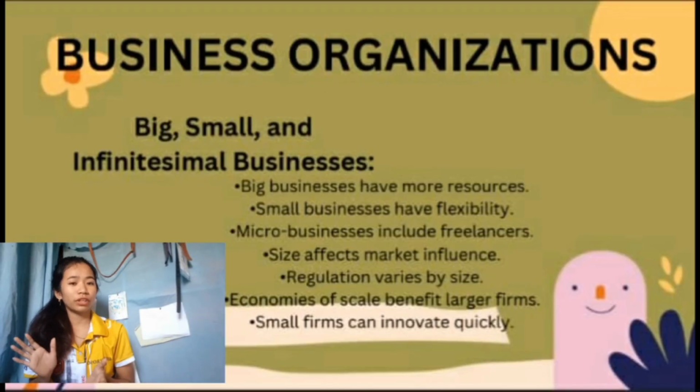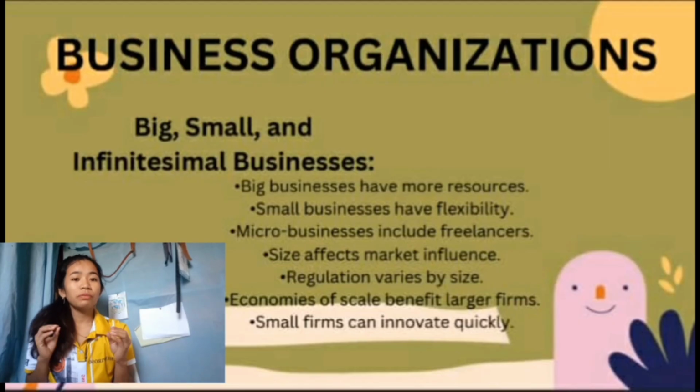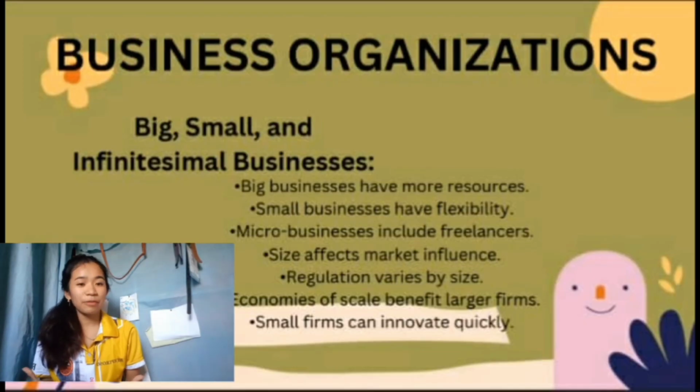Economies of scale benefit larger firms. Means when big companies produce a lot, their cost per product becomes cheaper. Then lastly, small firms can innovate quickly. Means they can come up with new ideas faster because they have fewer people and rules.